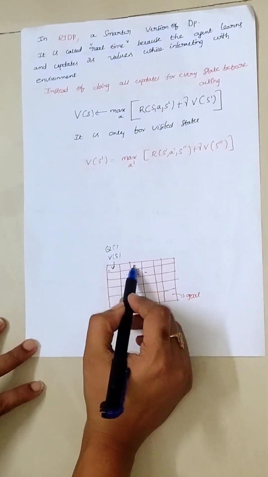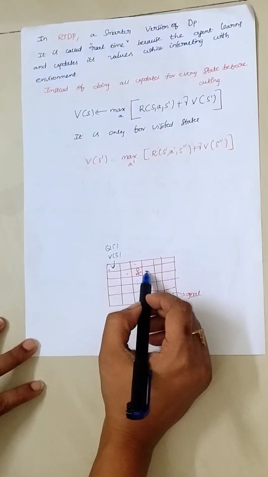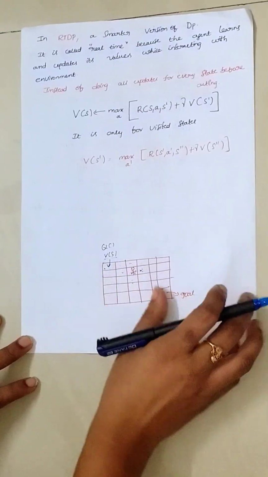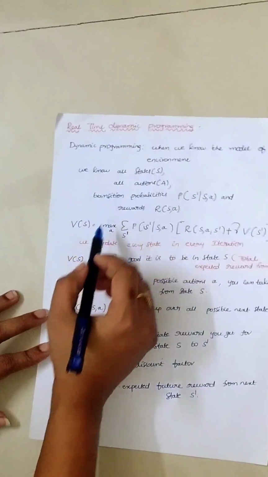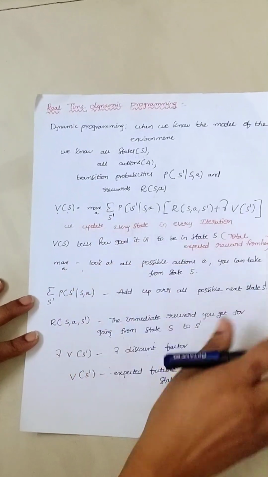Suppose if I calculate these values here, by taking some action, I come to know how good this particular action is. So that is V of s. Normally in dynamic programming, we are calculating this V of s value for each and every state.